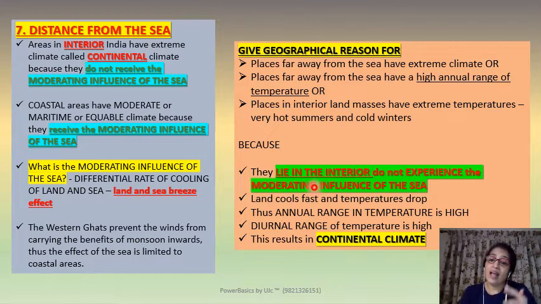Which of the two will have a low diurnal range of temperature, Bombay or Delhi? Well, Bombay. Why? Because Delhi lies in the interior and does not have the moderating influence of the sea. Bombay lies on the coast. It has the moderating influence of the sea. Therefore, Delhi has high diurnal range of temperature, Bombay has low. Delhi has high annual range of temperature, Bombay has low. Delhi has continental climate, Bombay has equable climate. Same answer for all. Delhi is in the interiors and does not experience the moderating influence of the sea. Bombay is on the coast. It experiences the moderating influence of the sea.